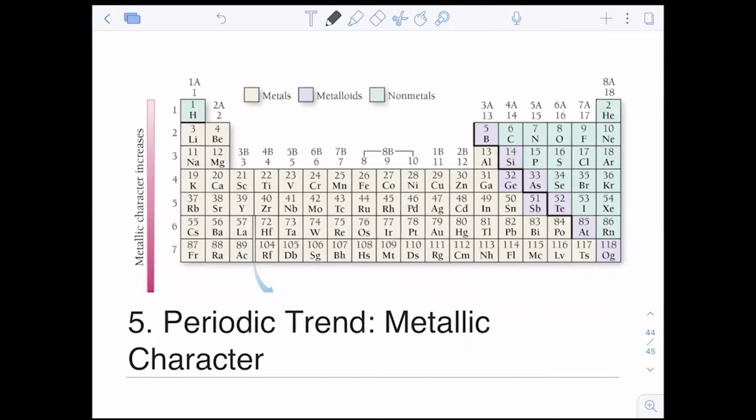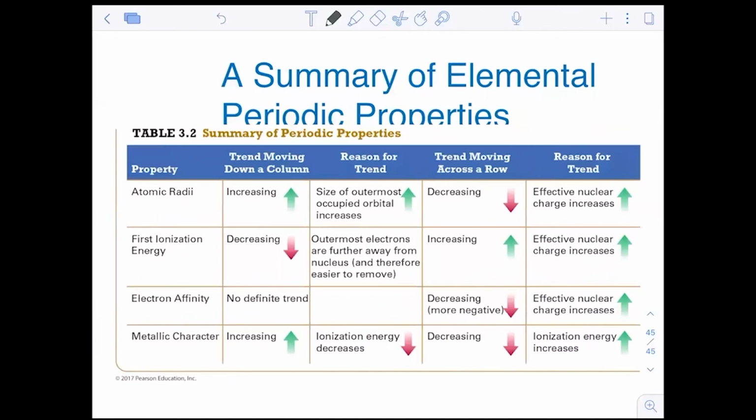Now, the last periodic trend we have is metallic character. Metallic character tends to increase as we go down a group. Why? It's because, again, the atoms are getting bigger. It's because ionization energy is decreasing. So there are a lot of reasons for that metallic character. The most important two trends I want us to know are the first two, atomic radii and first ionization energy.